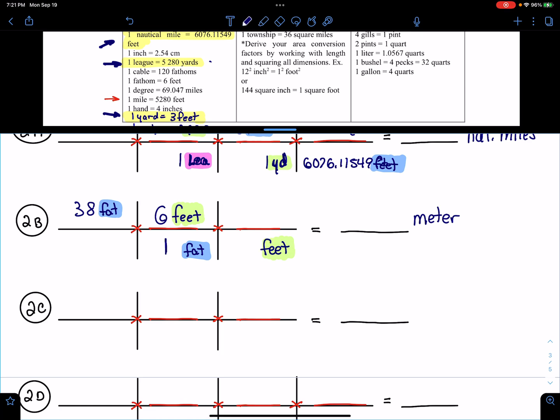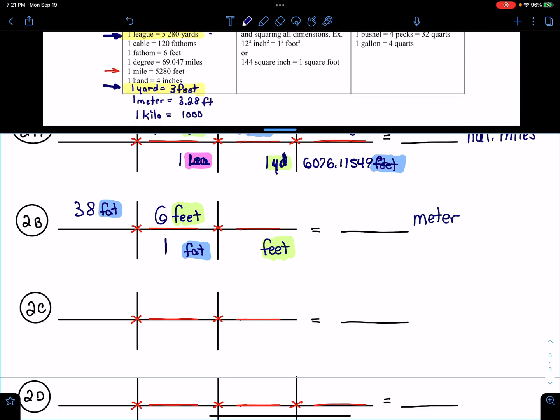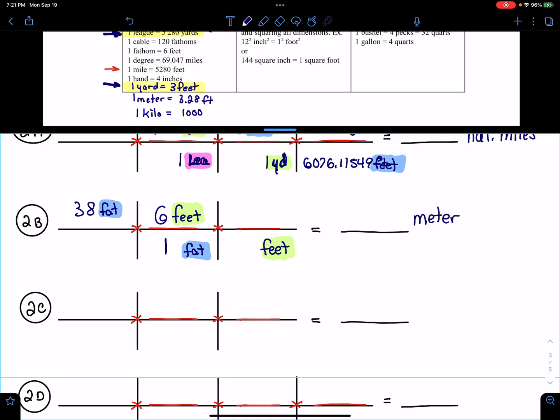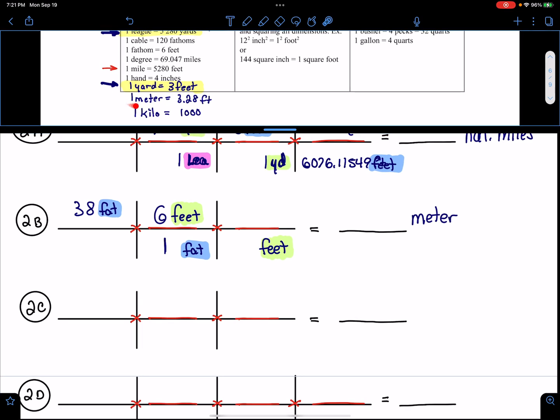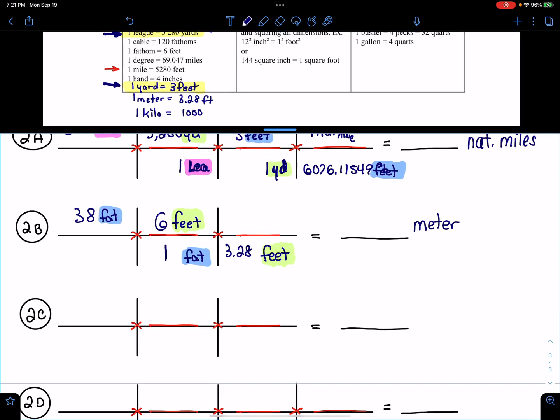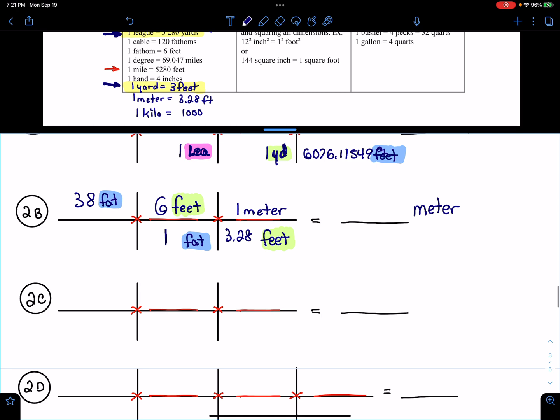All right, now I need to change feet to meters. So if we're looking at feet to meters, I've got that on my list. If you don't have it on yours, put it down. Okay, so right here, you have 3.28 feet equals 1 meter. So I'm going to match. 3.28 feet, 1 meter, and you're all set. So what do we do? We multiply the 38 times 6, hit enter on the calculator, and then divide by 3.28. All right, that's going to be your answer.